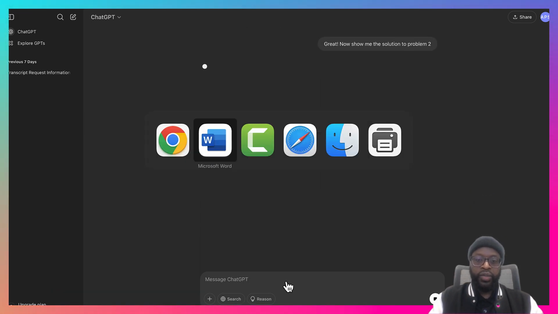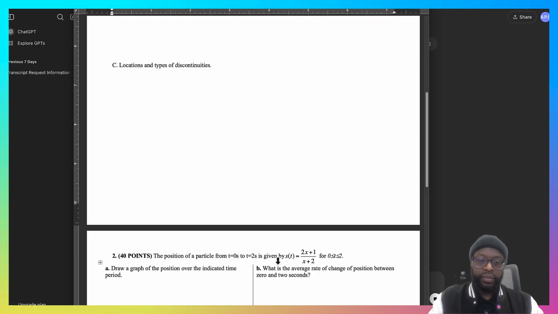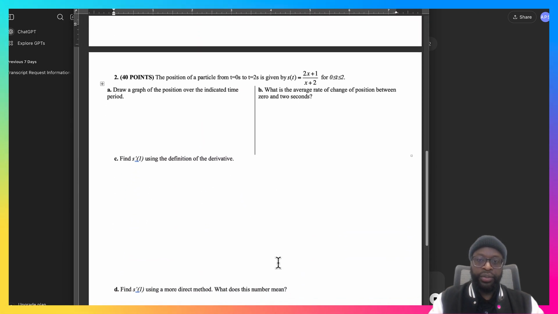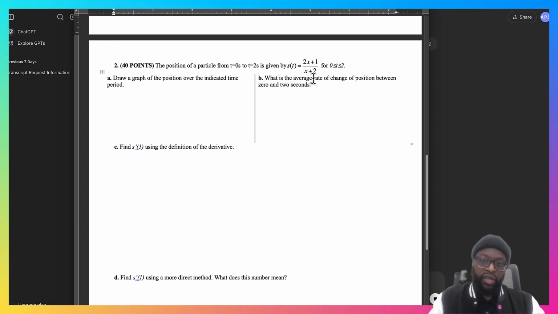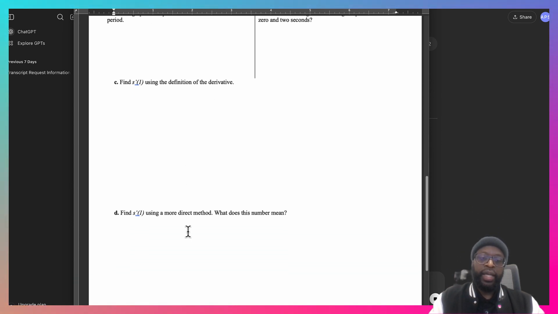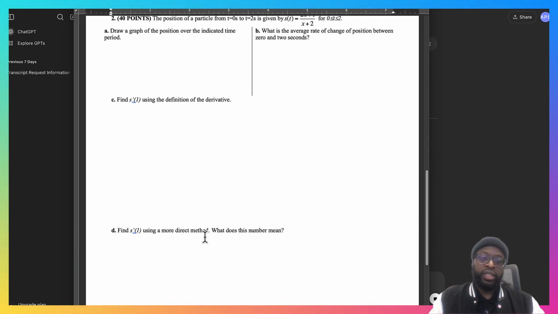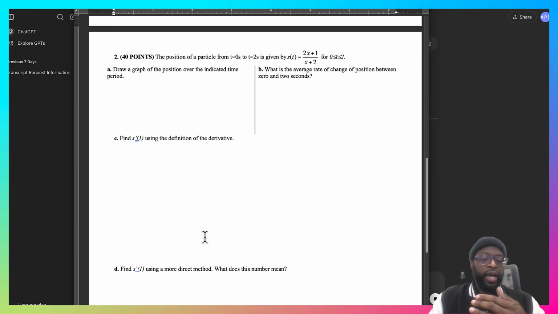Okay, let's reacquaint ourselves with problem number 2. Problem number 2 is we have a particle. We have the position given by this. We want to sketch a graph, average rate of change, definition of derivative, and a more direct method, which is using one of our derivative rules. I can't state it enough.